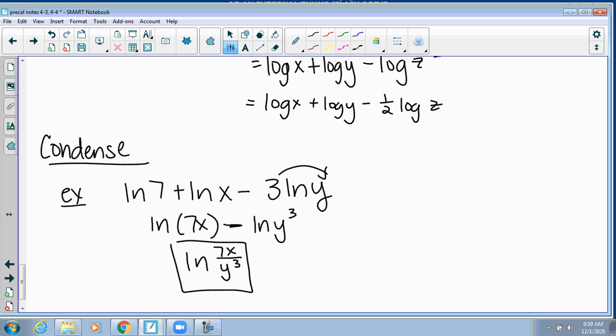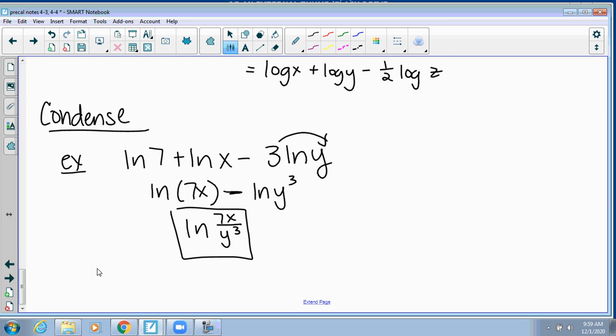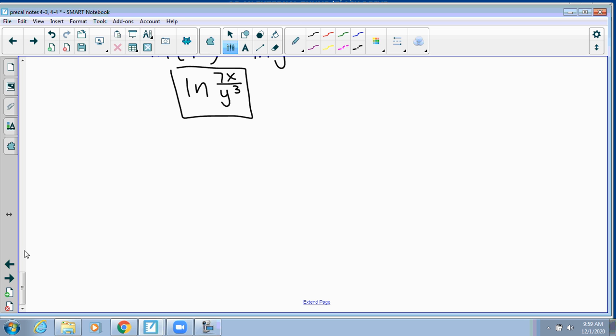You are done in your condensing problems when you just have one logarithm left. Okay. A lot of you guys could probably do that in your head. Notice, okay, 7x will be on the top and y to the third will be on the bottom. And that's perfectly fine. You don't have to write anything down for this assignment.